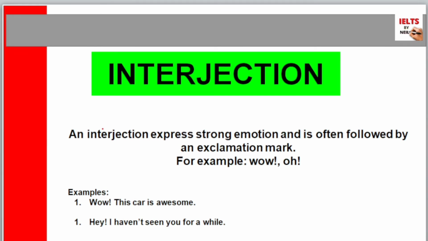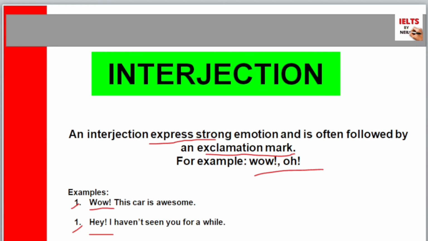Moving ahead, and the next and last one is interjection. An interjection is used when we express strong emotion, and it is often followed by an exclamation sign. You must have seen this: Wow. Oh. Let's have a look at the sample sentences. Number one is wow, this car is awesome. In this one, wow is expressing a strong emotion, and of course, there's an exclamation sign as well. So wow is an interjection. Next one, hey, I haven't seen you for a while. So hey is telling us a strong emotion. So hey is an interjection in this sentence.